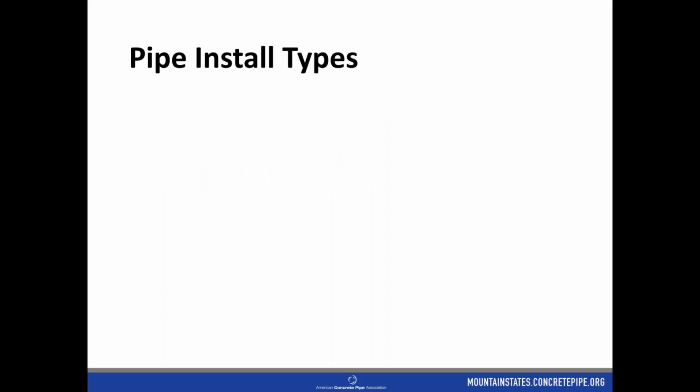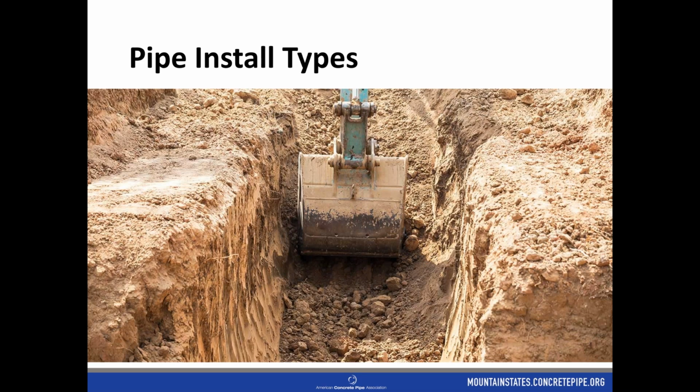So a couple of different pipe install types that we're going to talk about today. This is the most common one that we see in Utah. This is a trench installation, so you're going to see that a lot. Obviously, you have the pipe and the ground there. We've got to put the pipe underground. So we dig a hole, we put the bedding in, we put the pipe on top of the bedding, we backfill, and then we go about our business. That's very common. It's the trench installation type.